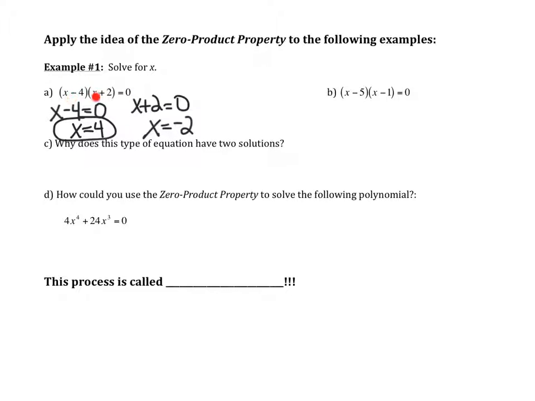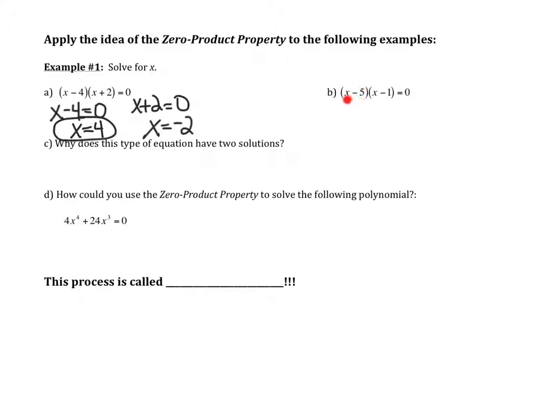The equation was turned into a multiplication problem for us. So in that case, we just take each term and set it equal to 0. Applying that same idea to problem B, we have (x - 5)(x - 1) = 0. So again, I have a product set equal to 0.